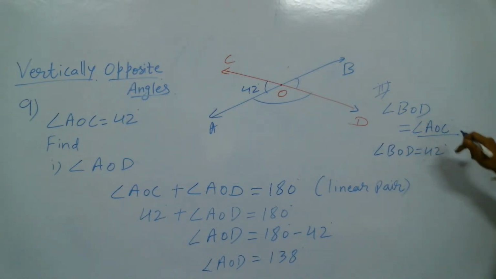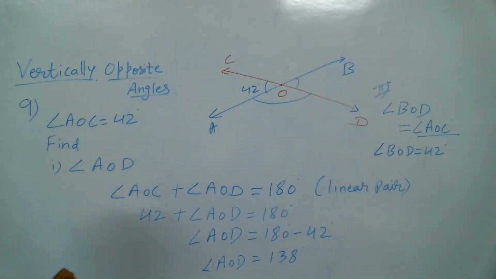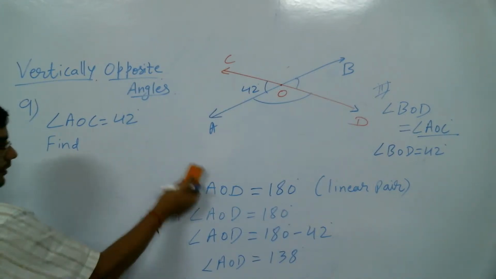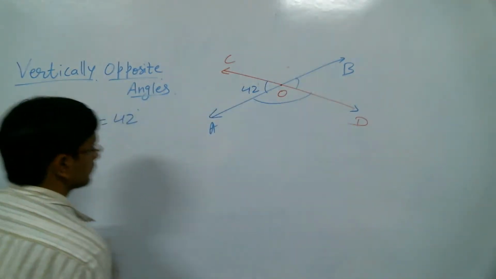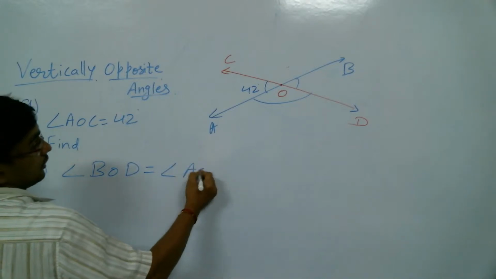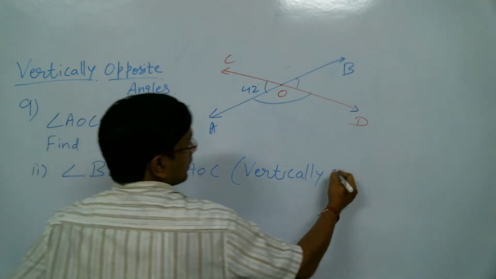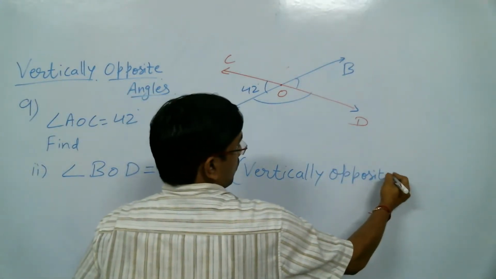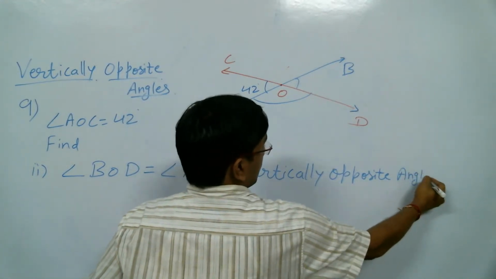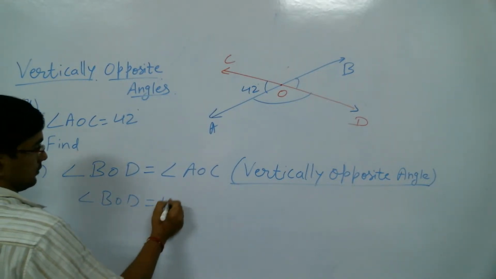You have to write that these two angles are equal, and why are they equal? So if I rub this part, for the second one, angle BOD is equal to angle AOC by vertically opposite angle. We have to write it like this, okay, the reason has to be written. So what will the value of BOD be, class? 42.